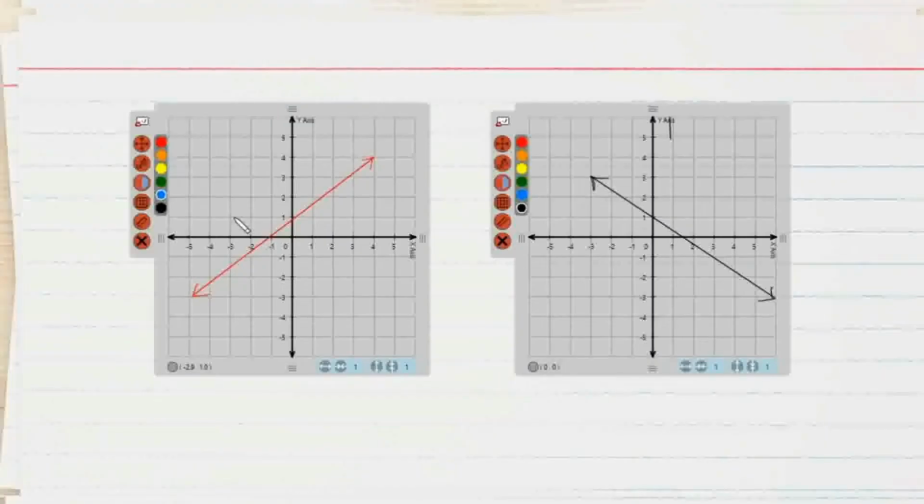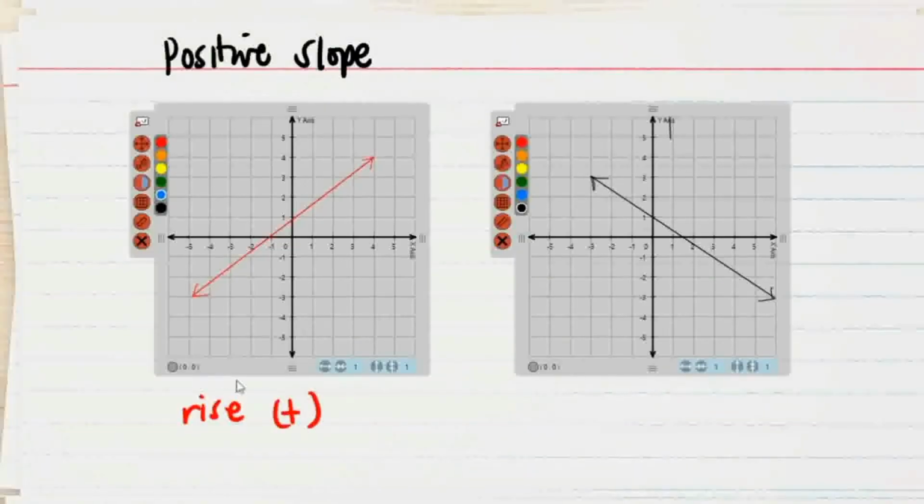So, we have 4 kinds of slope. So, first is the positive slope. So, mapapansin nyo, so yung red na line ay going up. So, yung rise natin is positive. And then, yung run niya is positive din.